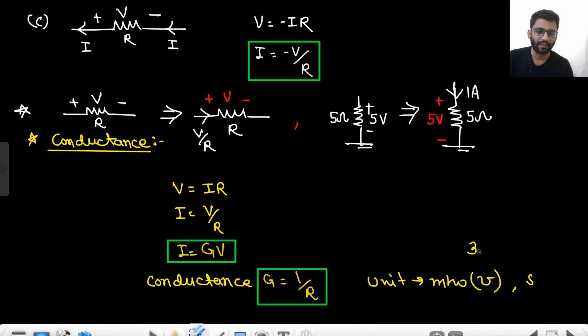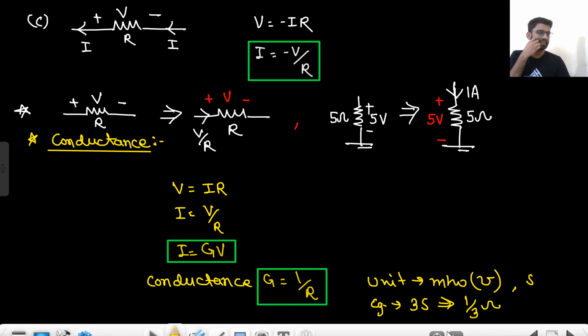Let's write it by example. If it is written as 3S, what does that mean? It means 1 by 3 ohm. 3S conductance means 1 by 3 ohm resistance. So sometimes you can see this term G as well, and you shouldn't be surprised about what G is. You should know what G is.